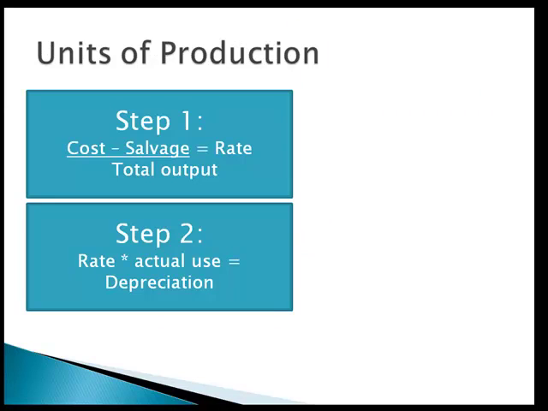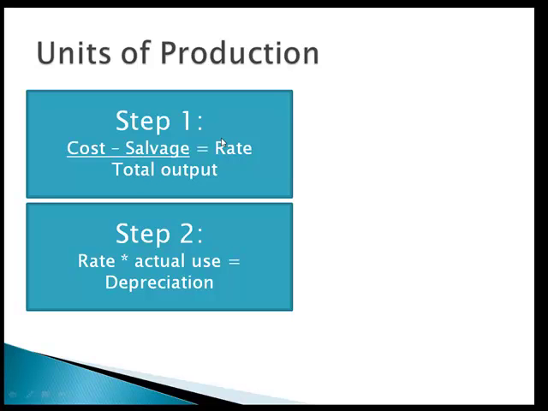The next method we're going to look at is units of production. Units of production is 2 steps. We take our cost minus salvage, which is the same numerator as straight line, but we're going to divide that over our total output. That is going to give us our rate.